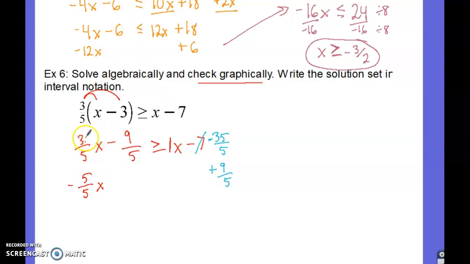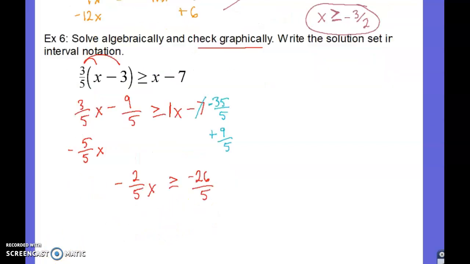because these fractions aren't that bad. Trust me when I say that. 3 minus 5 is negative 2. The denominator stays the same. So adding this over, negative 35 plus 9 is negative 26. And so what you can do now is you can solve this.